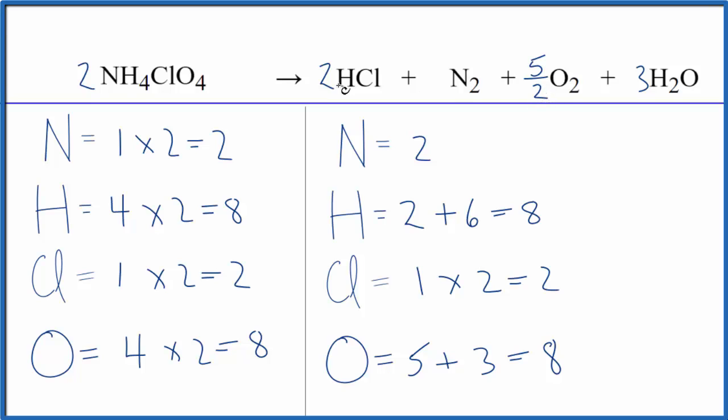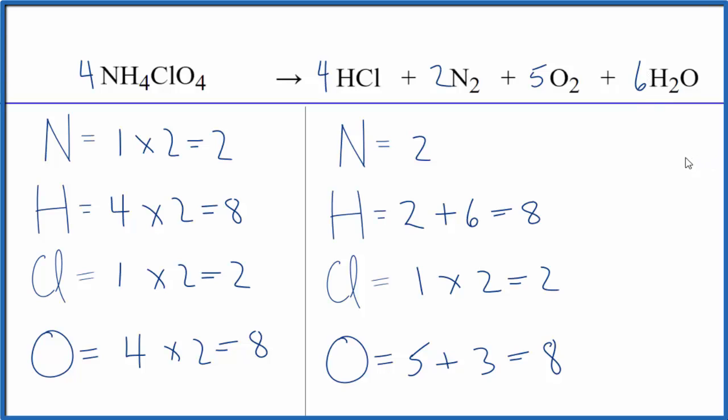If that's the case, you can multiply all of the coefficients by 2. So I'd end up with 2 times 2, that's 4. 2 times 2 is 4. 2 times 1 is 2. 2 times 5 over 2, the 2's would cancel out. That would give me 5. 2 times 3 is 6. So let me clean this up. And if you wanted whole number coefficients, this is what you'd end up with. 4, 4, 2, 5, 6.